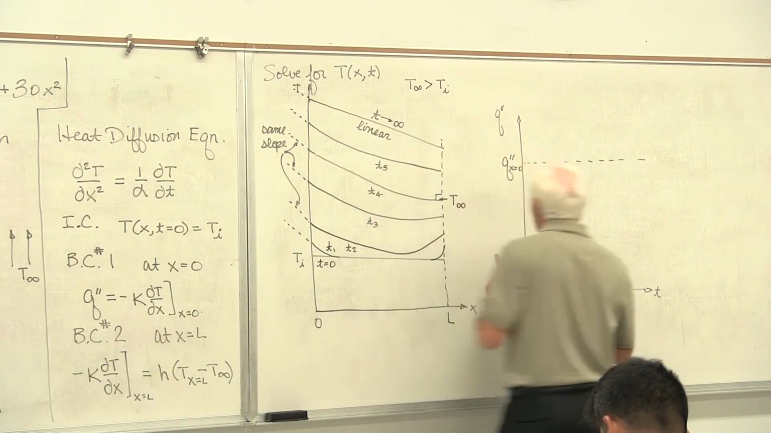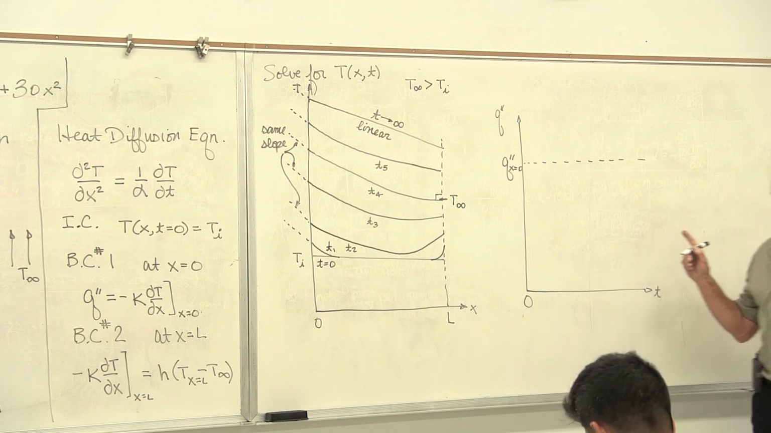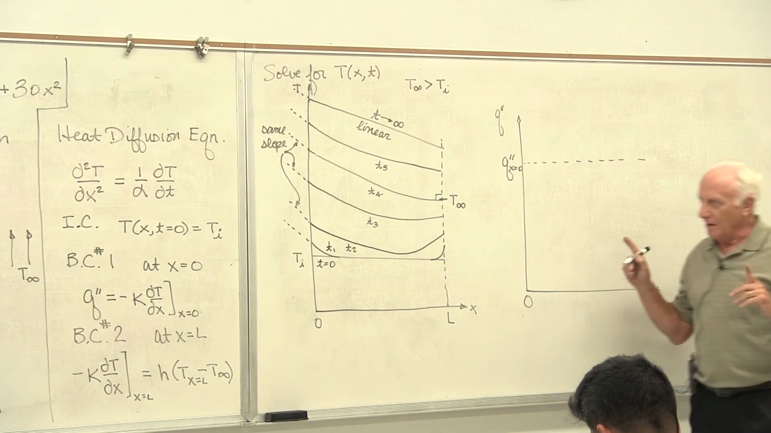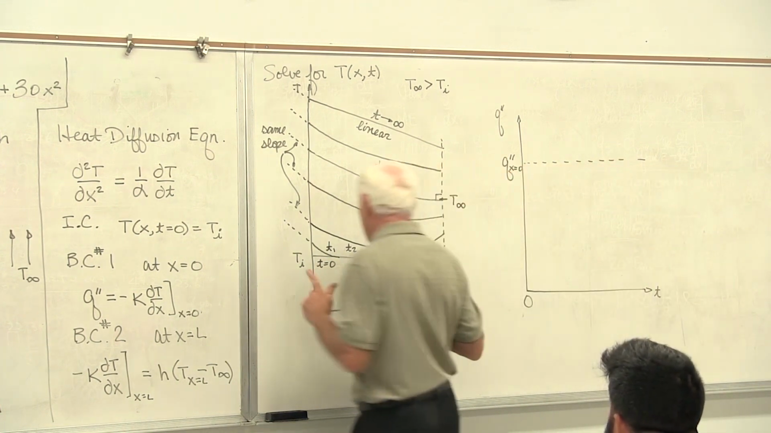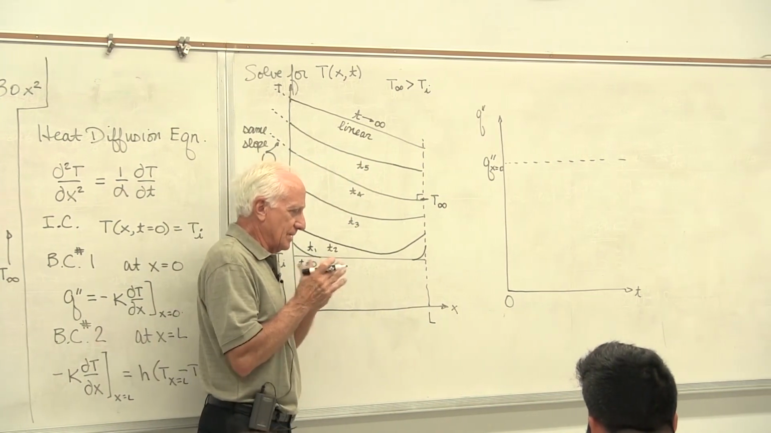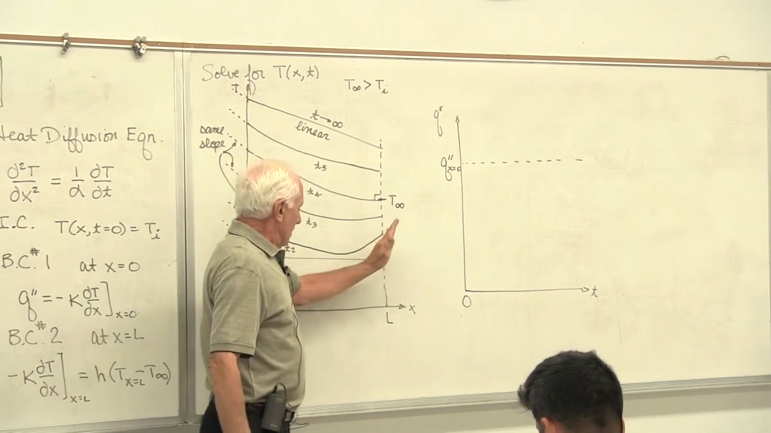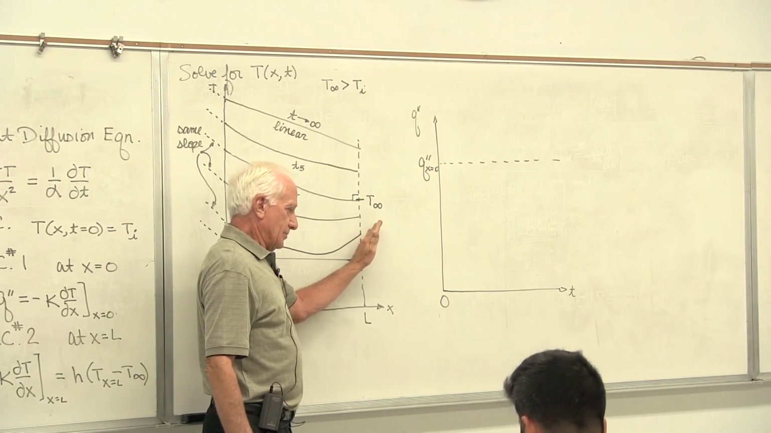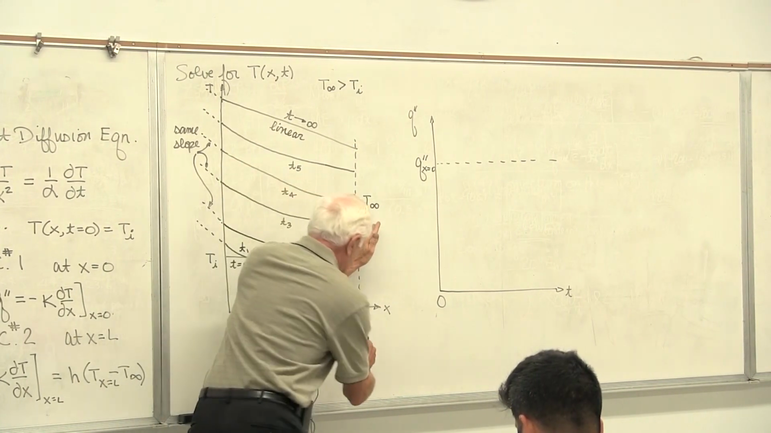Now, I'm going to plot over here the heat flux at x equal L. All right, x equal L. Let's start out for times just past time equals 0. Very short time. Look at the slope. Okay, look at the slope. Here's the equation.